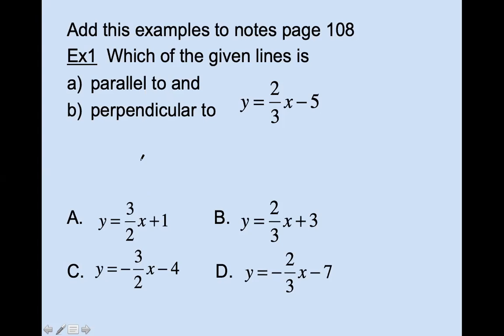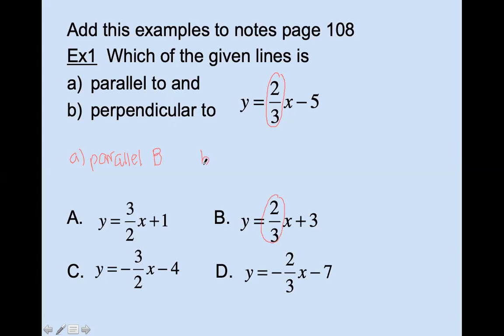All right, the example says, which of the given lines is A, parallel to, and B, perpendicular to this line? So when you're asked this question, when you're looking at the slope, the slope here is 2/3. So to answer part A, any line that's parallel to that line would have to have the same slope of 2/3. So I look at my choices, 3/2, no, it would be B, right? Parallel, same slope. So my answer is B.